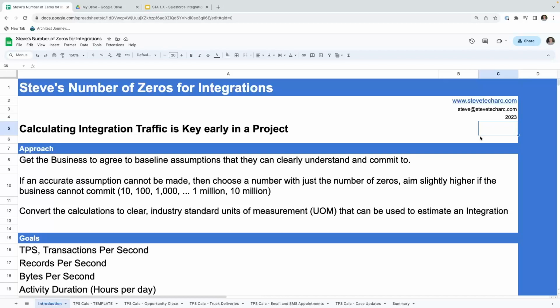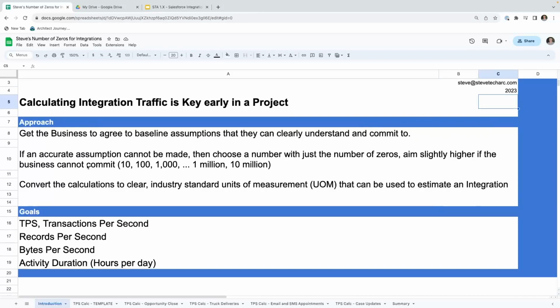And you need to convert these numbers into industry standard units of measurement that can be used to estimate an integration. Some of these numbers you're really going to need to get to are TPS, transactions per second, records per second, bytes per second, and what is the activity duration? Is this integration activity sustained over 24 hours? Is it peaked over 1 hour? And that's what's going to be very important to planning the integration.